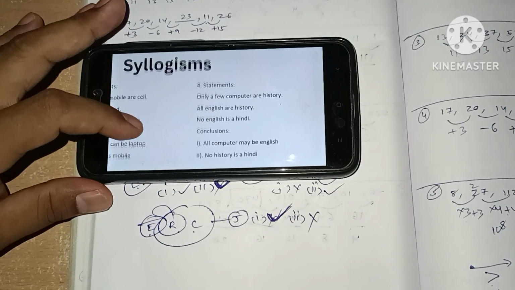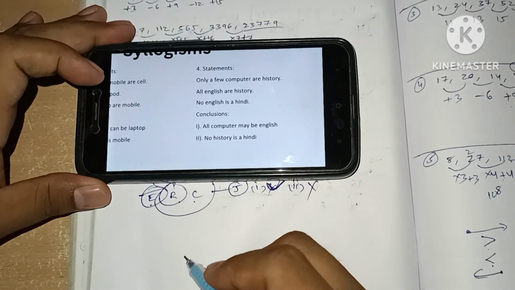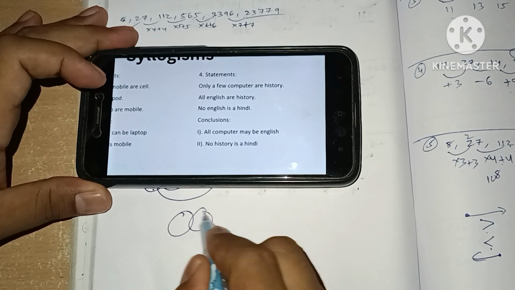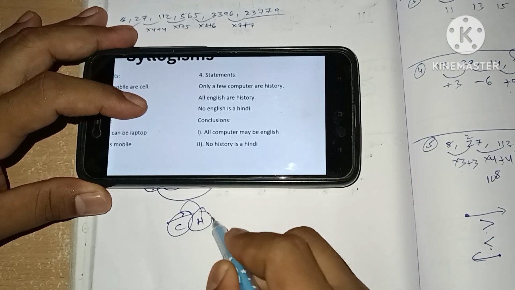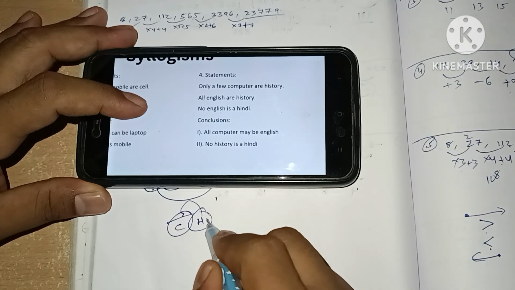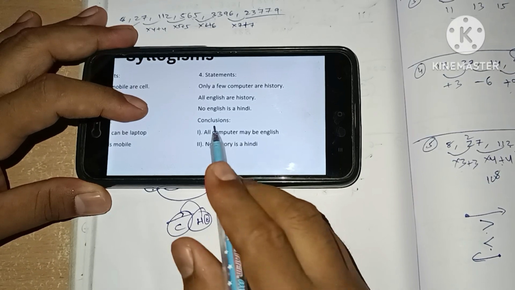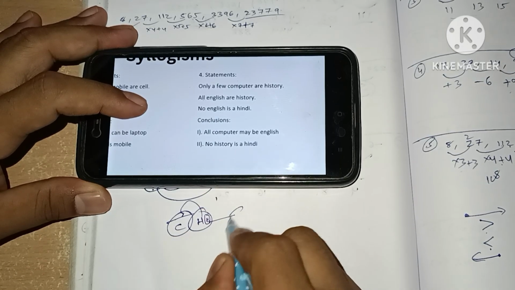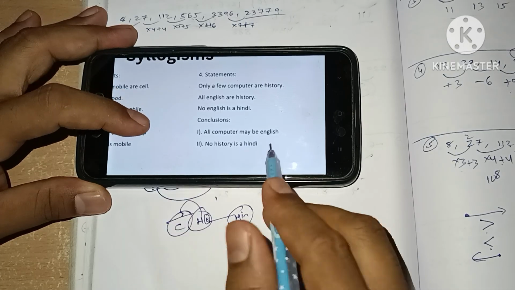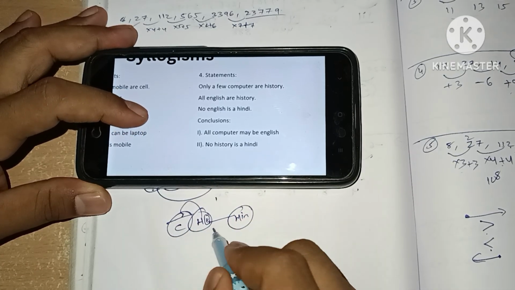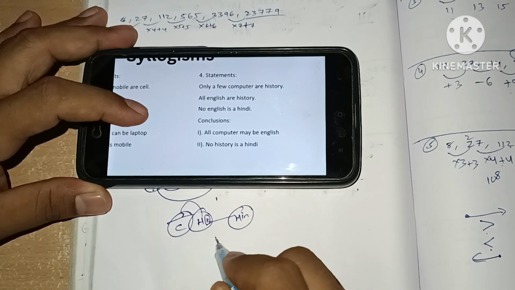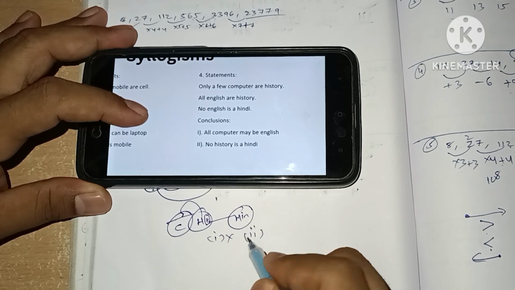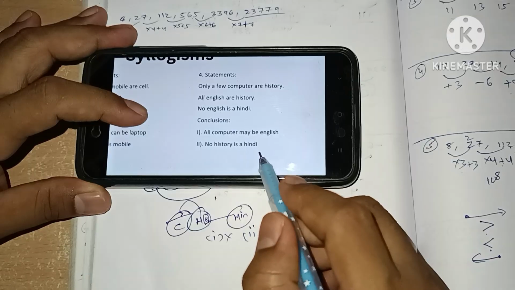Fourth question. Only a few computer is history. All English are history. So English is inside history. No English is Hindi. Conclusions. All computer may be English. All computer can be inside English. No, it is not possible. So first conclusion is false. Second conclusion. No history is Hindi.